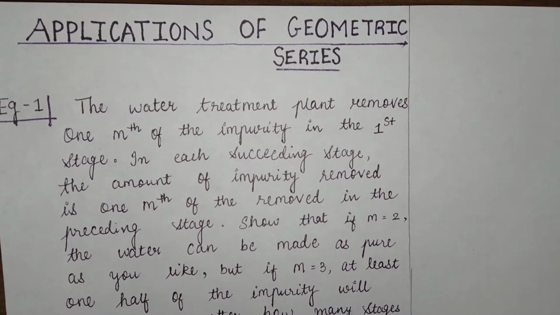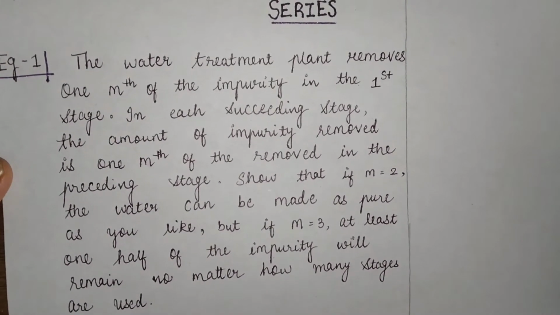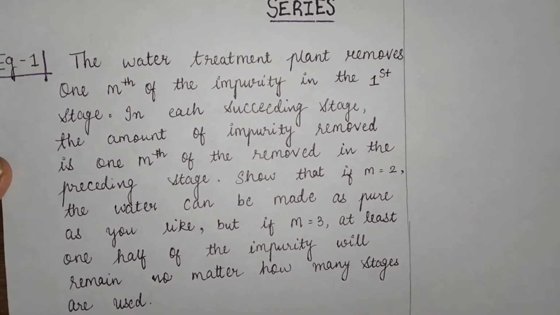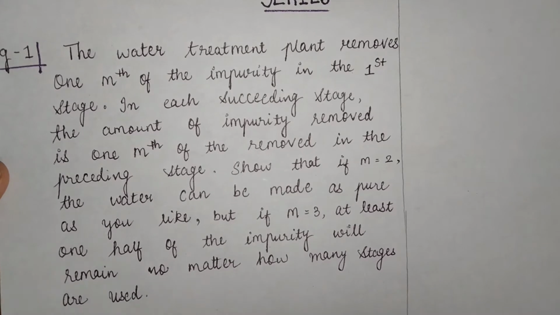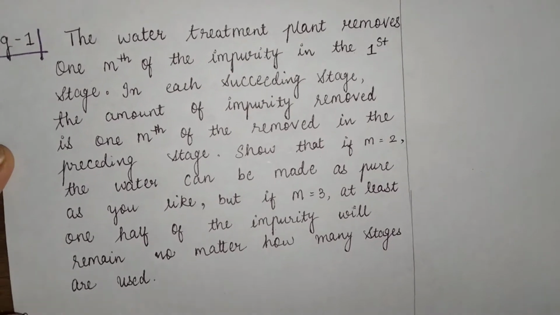Okay, so example 1. The water treatment plant removes 1/mth of the impurity in the first stage. In each succeeding stage, the amount of impurity removed is 1/mth of that removed in the preceding stage. Show that if m equal to 2, then water can be made as pure as you like, but if m is equal to 3, then at least 1/2 of the impurity will remain no matter how many stages are used. So now let us see the solution of this example.